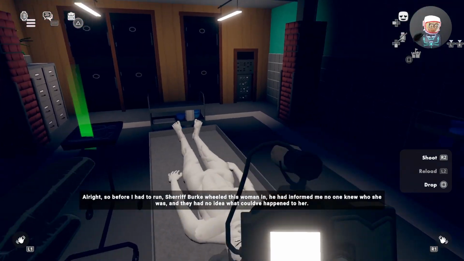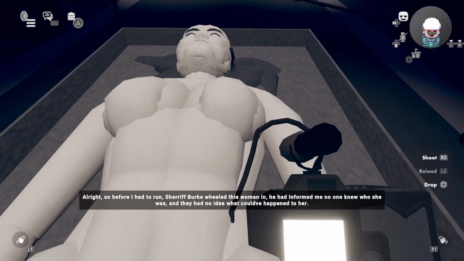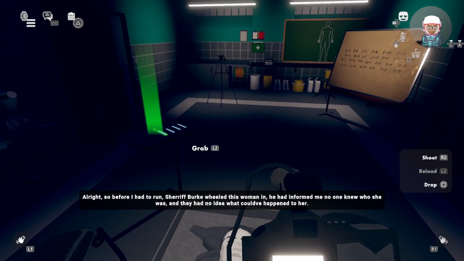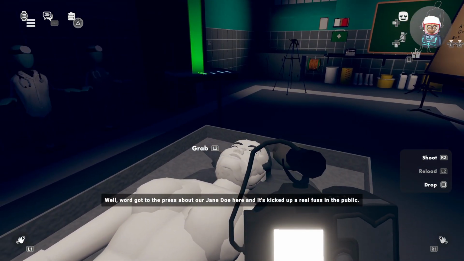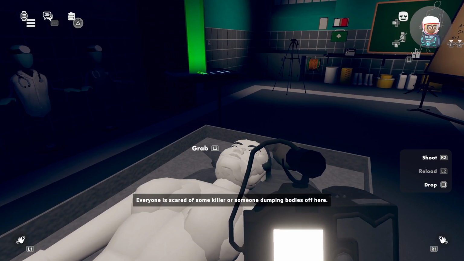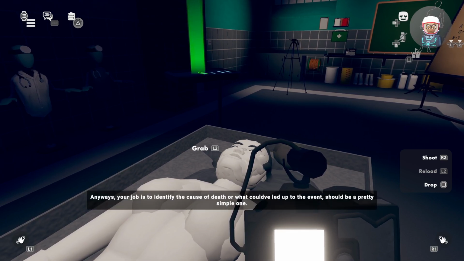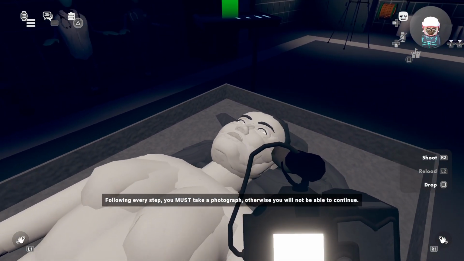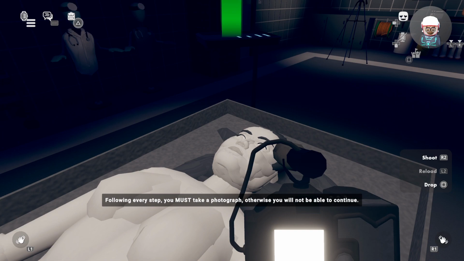Alright, so before I had to run, Sheriff Burke wheeled this woman in. He had informed me that no one knew who she was, and they had no idea what could have happened to her. Well, word got to the press about our Jane Doe here, and it's kicked up a real fuss in the public. Everyone is scared of some killer or someone dumping bodies off here. Anyways, your job is to identify the cause of death or what could have led up to the event. Should be a pretty simple one. Following every step, you must take a photograph. Otherwise, you will not be able to continue.